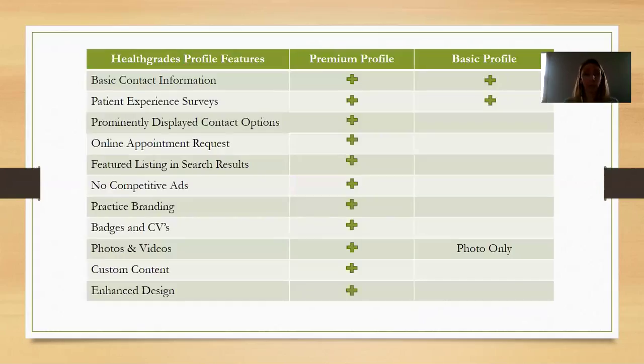So here we have laid out the basic differences. With a basic and premium profile, it's basic contact information and your patient experience surveys. That's just because Healthgrades is so transparent. They want those to be there anyway. With the basic profile, you do have the opportunity to claim it and add a photo, but you cannot add a video. The premium profile has prominently displayed contact and online appointment requests, featured listing in search results, which we'll get to next, removal of competitive advertising, practice branding, badges and such, which I'll also get to a little bit later, that can go on your website, custom content, and that enhanced design that's much cleaner.